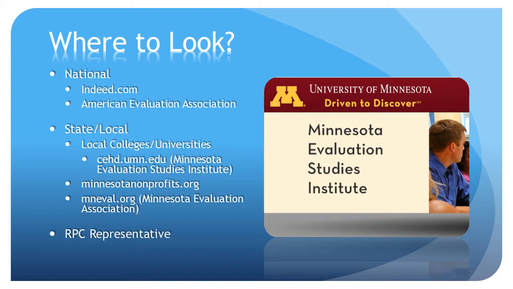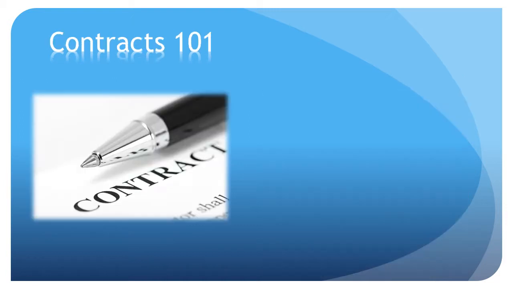Finally, perhaps the best place to start the job search is by contacting your local regional prevention coordinator. They are more than happy to share their experiences working with coalitions and how those coalitions have managed evaluation issues and consultants. The final step of selecting an evaluator is developing the evaluation contract.